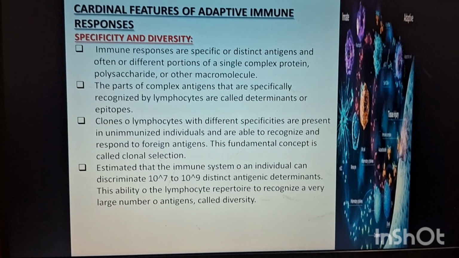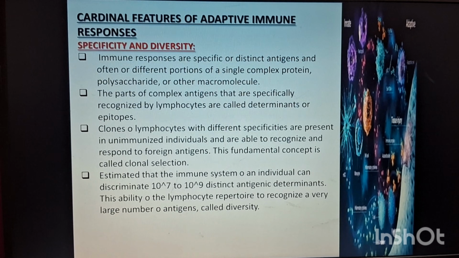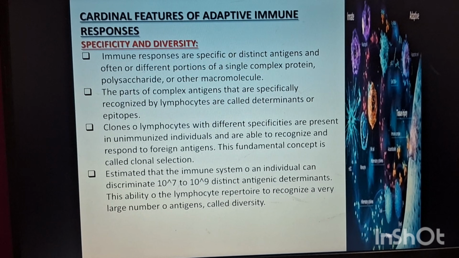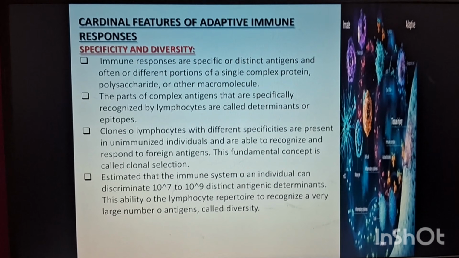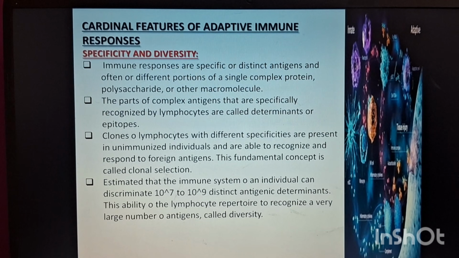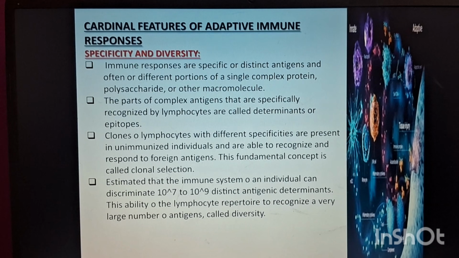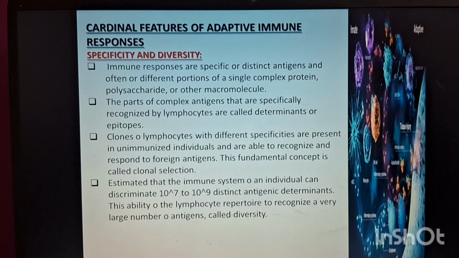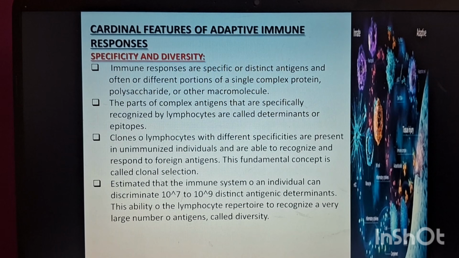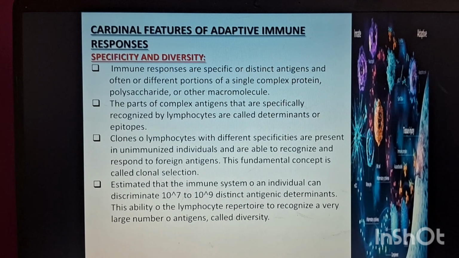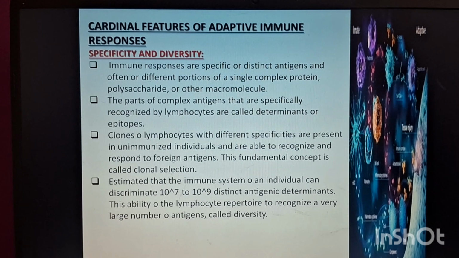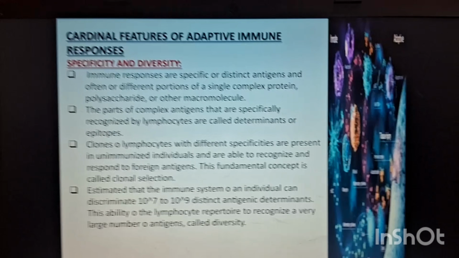Next, cardinal features of adaptive immune responses. First point is specificity and diversity. Immune responses are specific for distinct antigens and often for different portions of a single complex protein, polysaccharide or other macromolecule. The parts of complex antigens that are specifically recognized by lymphocytes are called determinants or epitopes. Clones of lymphocytes with different specificities are present in unimmunized individuals and are able to recognize and respond to foreign antigens. This fundamental concept is called clonal selection.